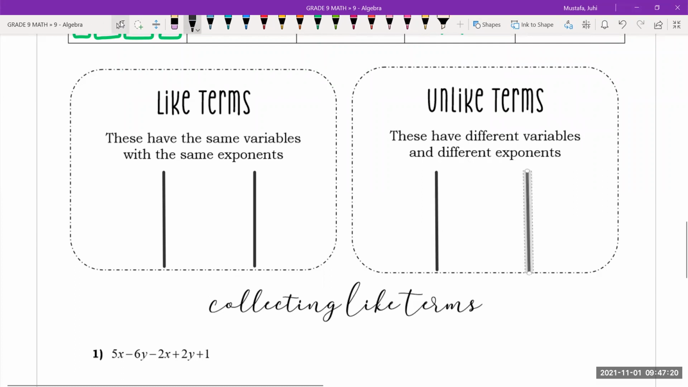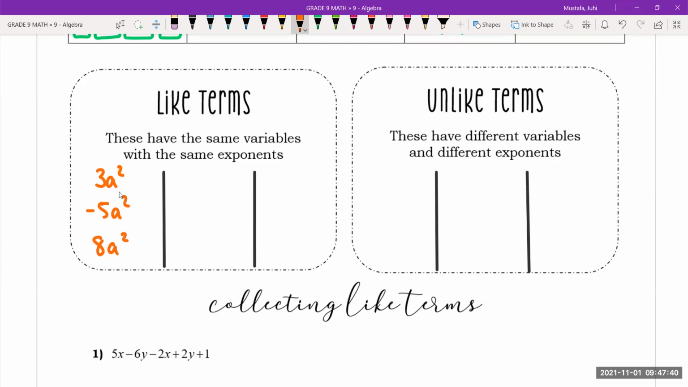Because I do think that for this, the best way to think about it is just by looking at a bunch of examples. Okay, so here are a couple of examples of like terms: 3a squared, -5a squared, and 8a squared. What is the same between all of these terms?